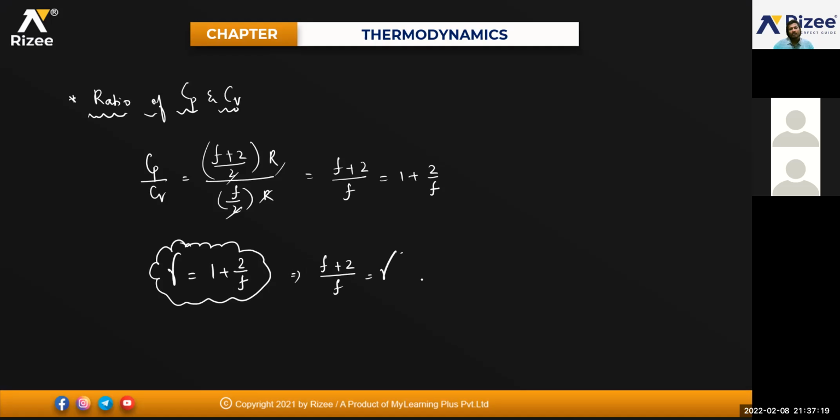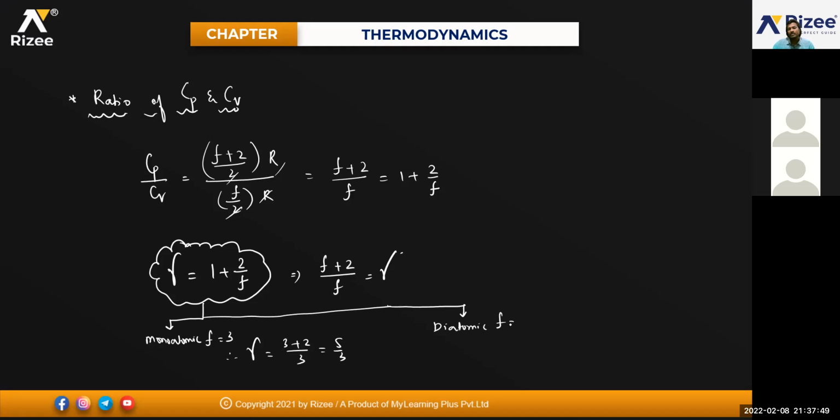For monoatomic gas, gamma value will be equal to how much for me, beta? For monoatomic gas, F is equal to 3. So therefore, gamma is equal to 3 plus 2 divided by 3. So that will be equal to 5 by 3. For diatomic gas, F is equal to 5. So gamma is equal to 5 plus 2 divided by 5. That will be equal to 7 by 5. Clear, beta?